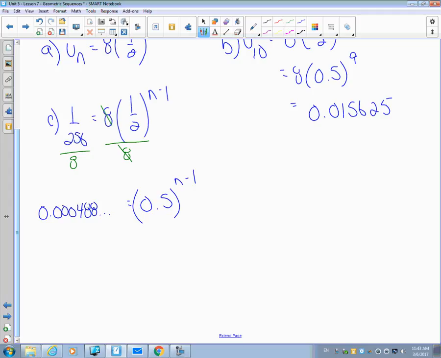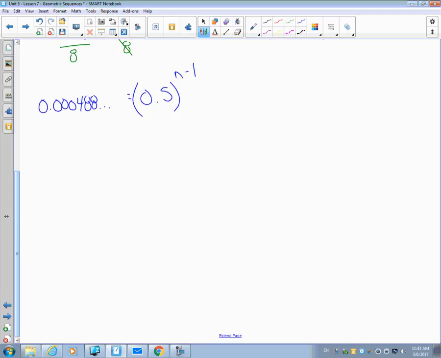Now here's the tricky part. You actually have to guess and check. You've got to figure out, on the left-hand side, we're going to keep the right-hand side the same, but what number, as an exponent, will make this. I got to guess and check. 0.5 to the 1, 0.5 to the 2, 0.5 to the 5, 0.5 to the 6. What number actually makes 0.5 to the what come out to that big long decimal? And if you try it, you should get 0.5 to the 11. It comes out to the exact same decimal that we saw earlier when we divided 1 over 256 by 8.